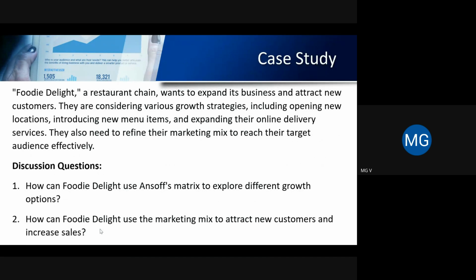So let us understand it further with the help of a caselet. Foodie Delight, a restaurant chain, wants to expand its business and attract new customers. They are considering various growth strategies, including opening new locations, introducing new menu items, and expanding their online delivery services. They also need to refine their marketing mix to reach their target audience effectively. So the question arises, how can Foodie Delight use Ansoff's matrix to explore different growth options? Anyone who would like to give it a try?